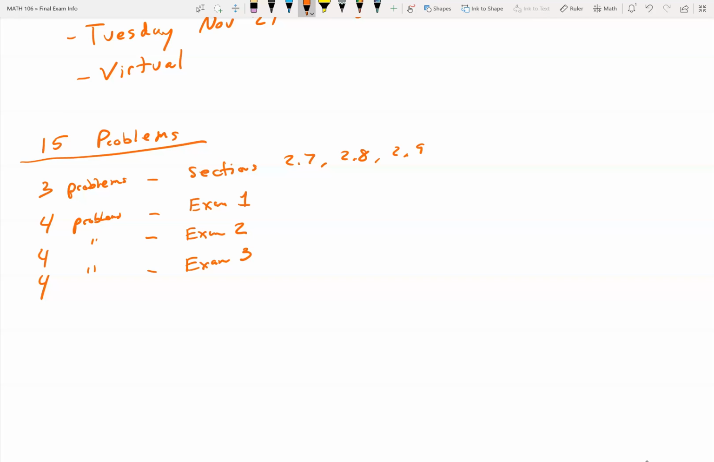Okay, 15 problems. I'll grade it out of 150 points, and that way each problem's 10 points. So it'll be out of 150 points. Each problem is worth 10.